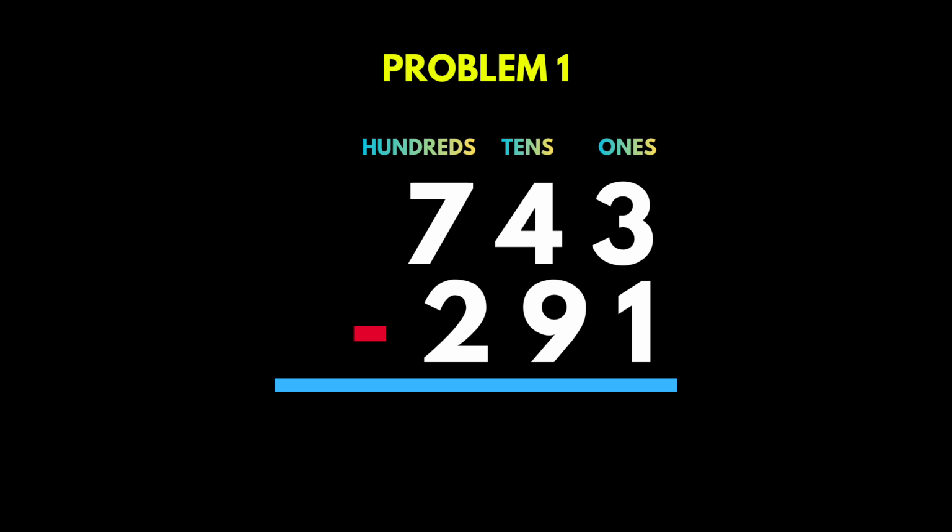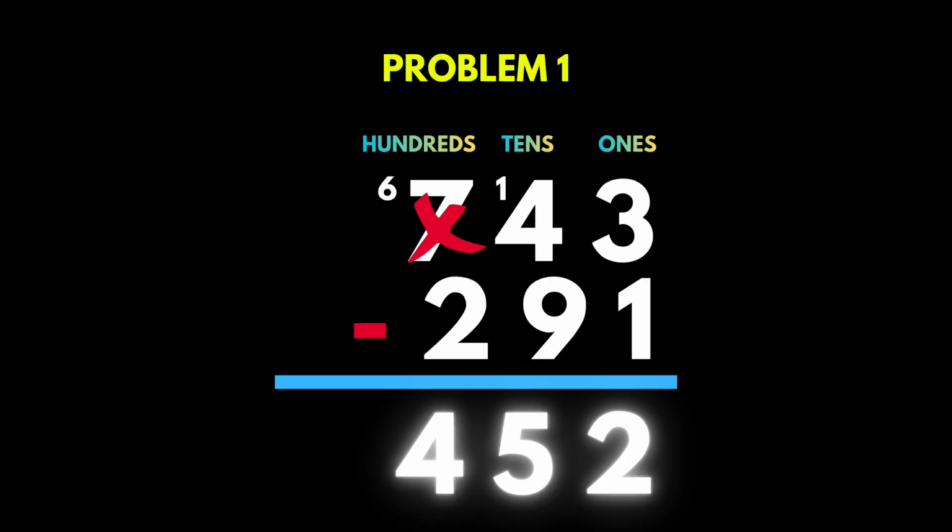Problem 1. 743 minus 291. Ones. 3 minus 1 is 2. Tens. 4 minus 9, borrow. 14 minus 9 is 5. Hundreds becomes 6. 6 minus 2 is 4. 452.